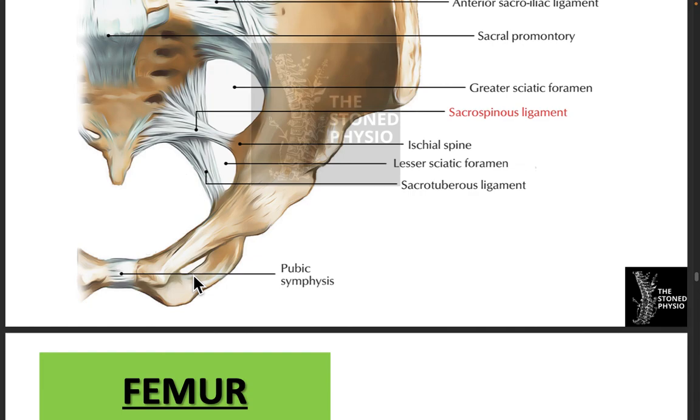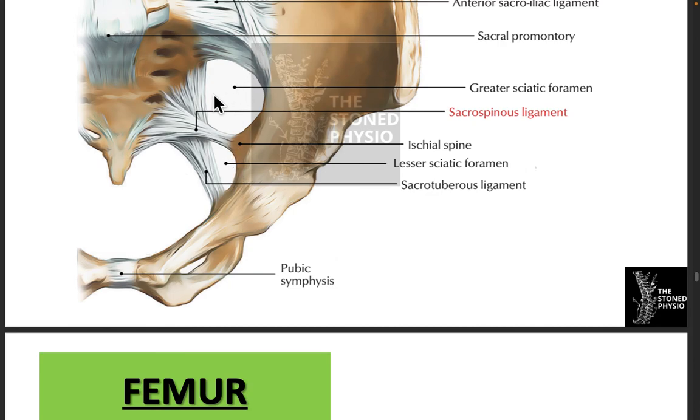ठीक है. Okay. Now we will talk about this, but we can see there are various different structures which are passing through the greater sciatic foramen, some passing through the lesser sciatic foramen. जैसे कौन सी होती है, there is a nerve that is called as the pudendal nerve. तो pudendal nerve we can see it passes through both the structures. It first passes through the greater sciatic foramen, then re-enters through the lesser sciatic foramen, that is called as pudendal nerve. Likewise we can talk about the sciatic nerve.